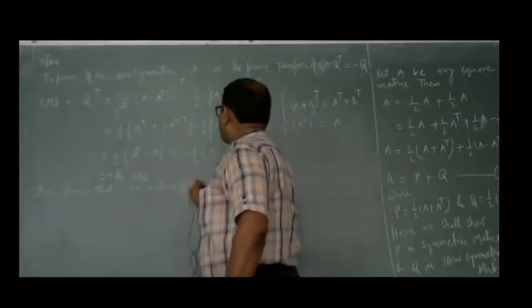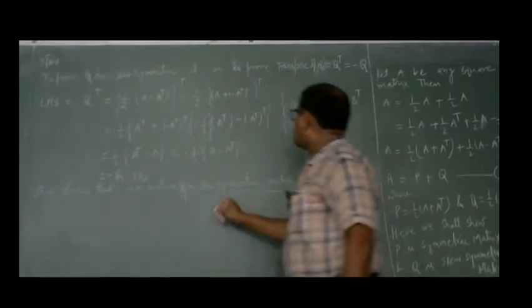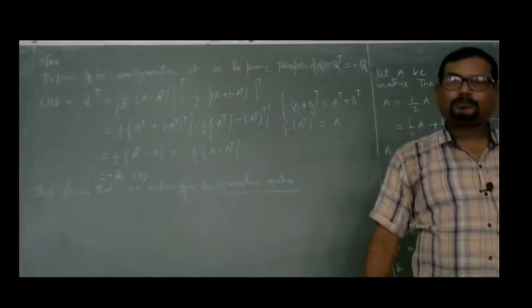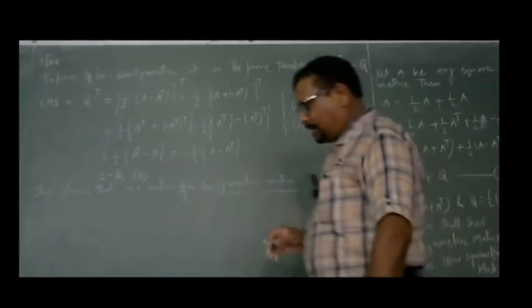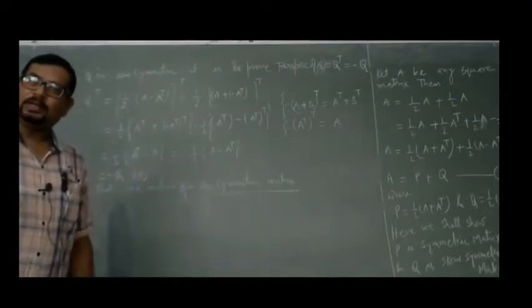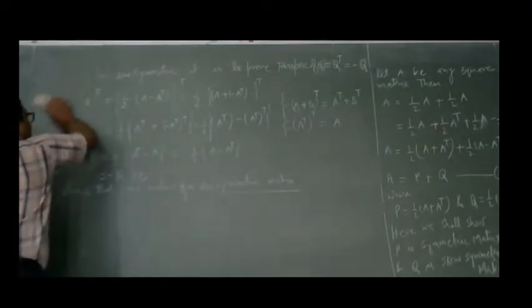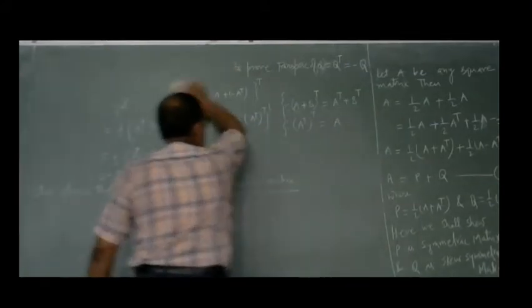The matrix Q is skew symmetric. So I have shown that every matrix A, because I have taken a single matrix A which is any square matrix, can be written as a sum of two matrices. One of them is a symmetric matrix and the other is a skew symmetric matrix. So this is a very important result regarding matrices whose entries are real numbers.